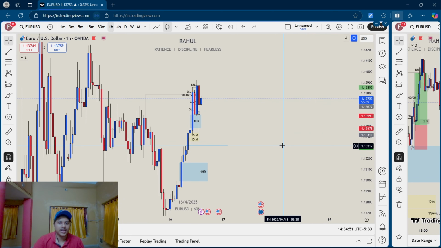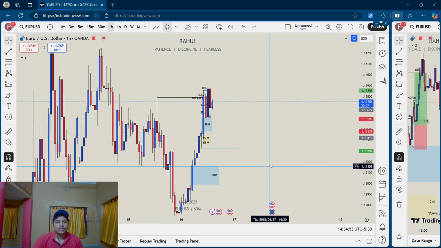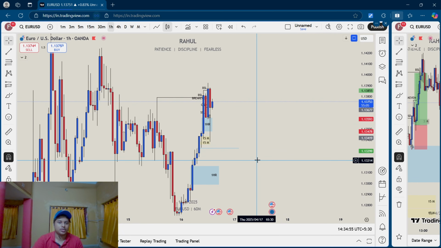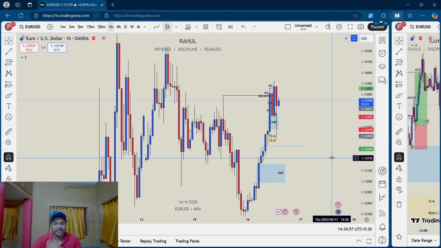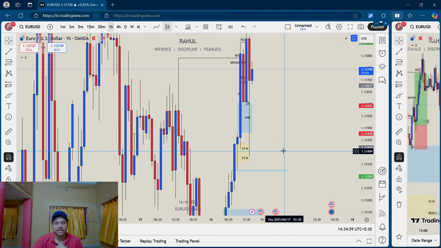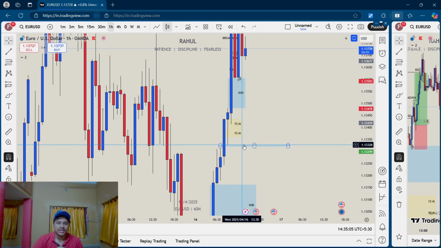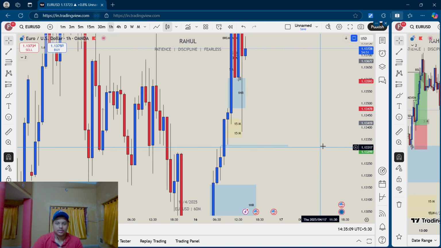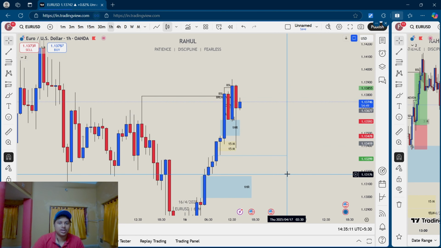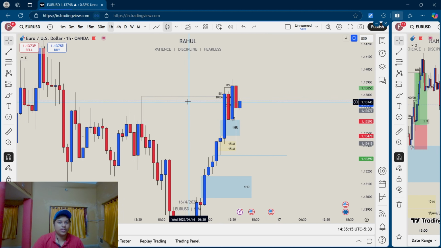Yesterday, according to my setup, there were no trades available, so I didn't take any trades. And at the start of today, as you can see, there was a 1 hour fair value gap. This was my initial drawn liquidity. Whatever is marked here was my initial drawn liquidity for a sell side trade, but my overall drawn liquidity was higher.